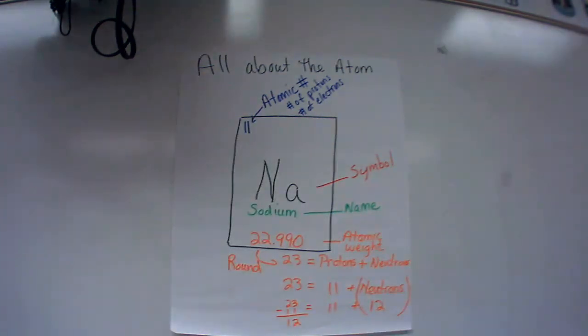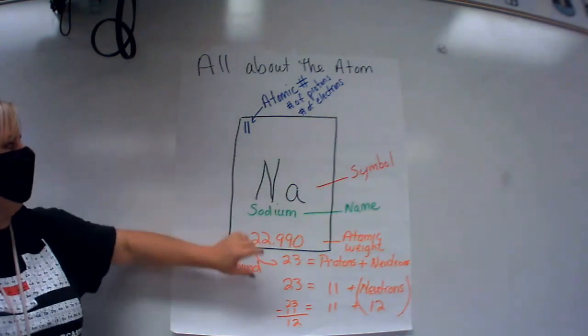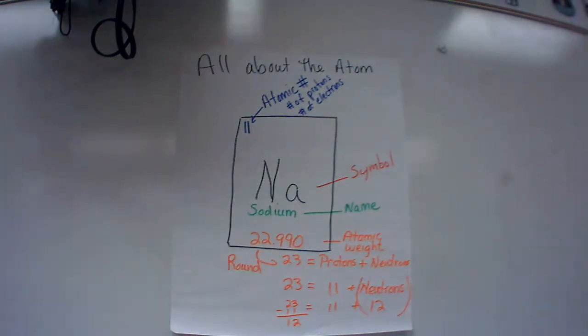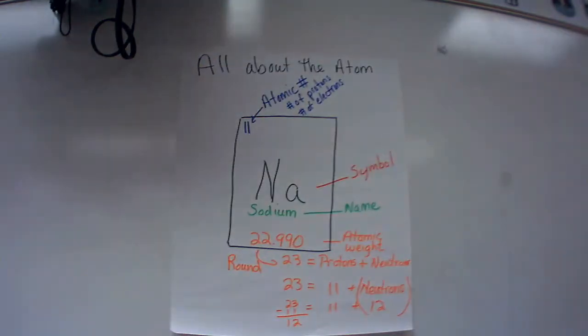Perfect. So now, knowing what these numbers mean, you know the protons, electrons, and neutrons quantity in every single atom. Yay! Aren't you so excited?